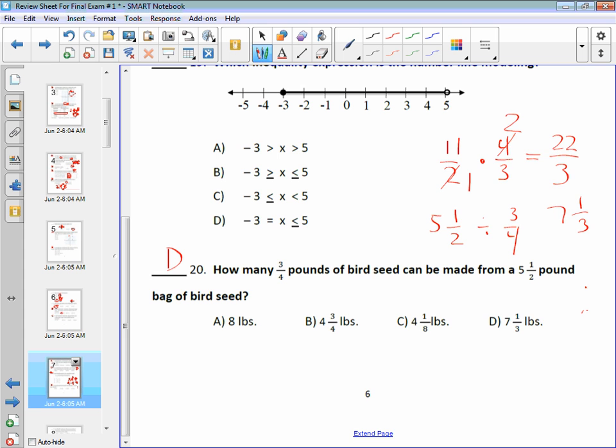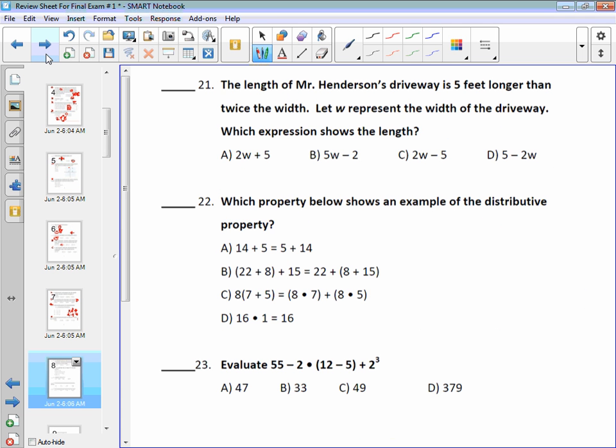All right, ready? Going on to 21. Are we up to 21? Yes. 5 feet longer than twice the width. Okay, I'm going to take the twice the width. Width is going to be W. That's twice the width, but it's 5 feet longer than that, so it's 2W plus 5. Okay, you got that one right.